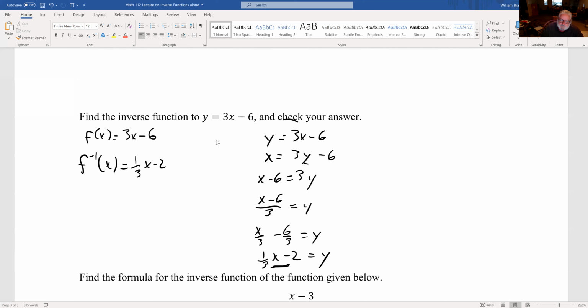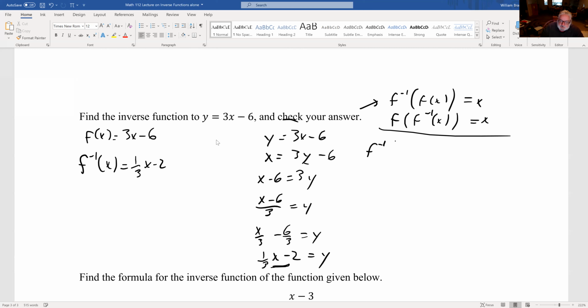Well, that's what we're just looking at. F inverse composed with f of x should just give you x. F composed with f inverse of x should just give you x. So how do we check this?